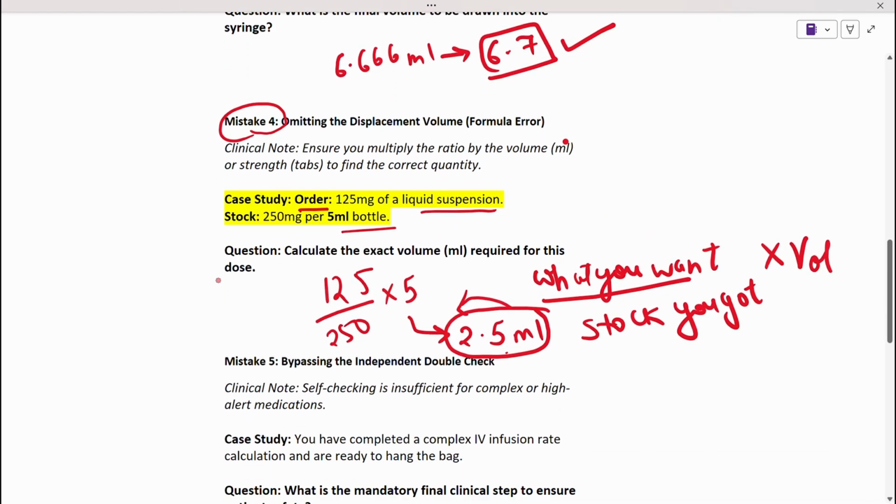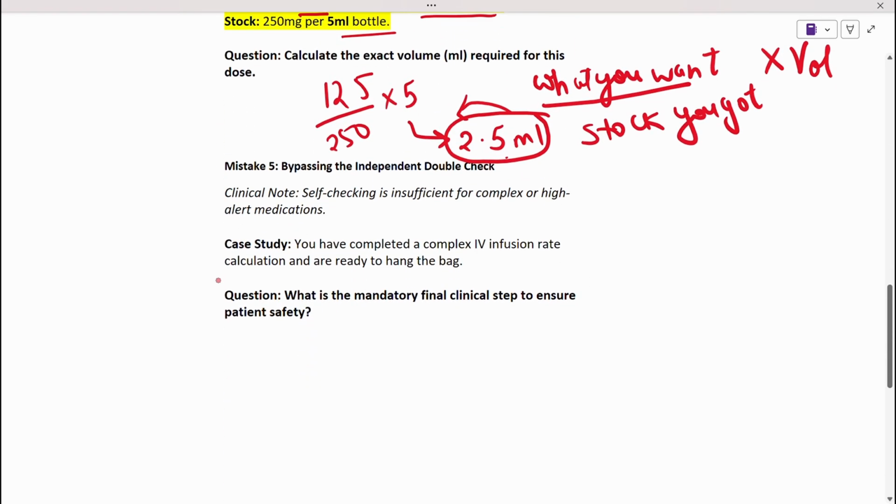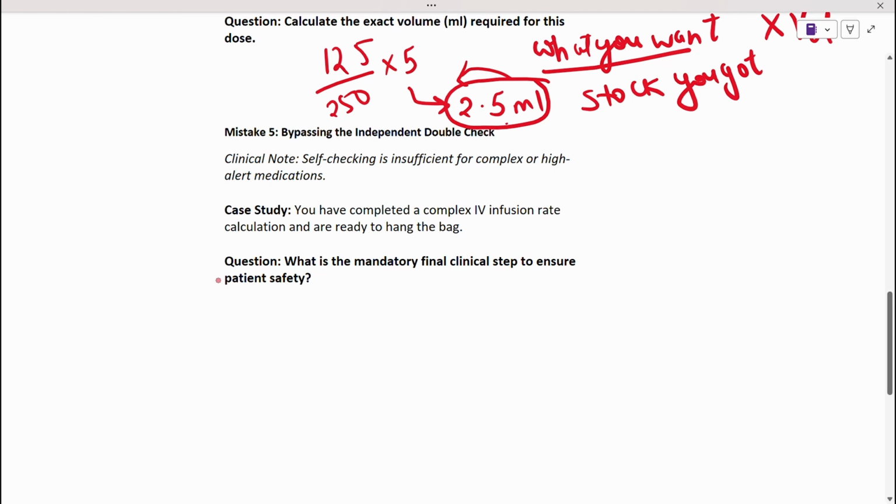The biggest mistake isn't math, it's pride. Never hang an IV bag or give a complex dose alone. Always ask a colleague for an independent double check.